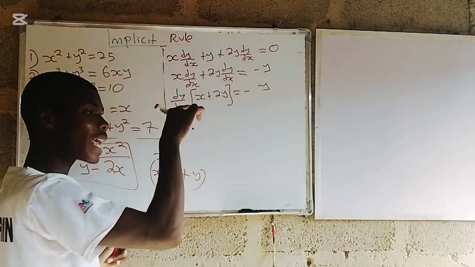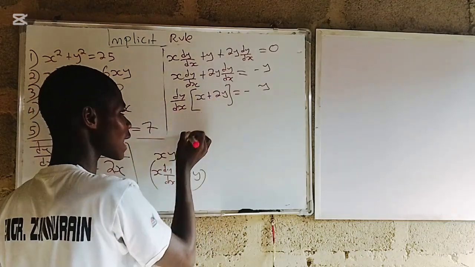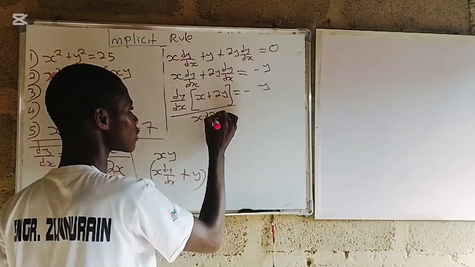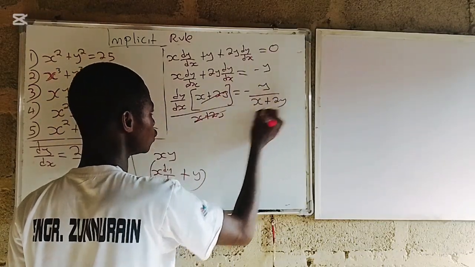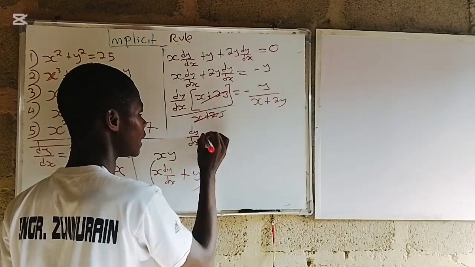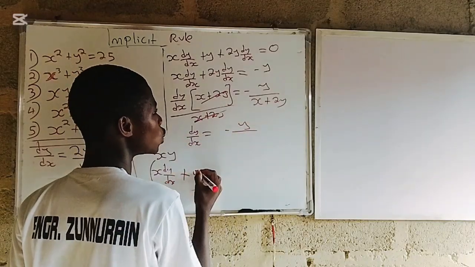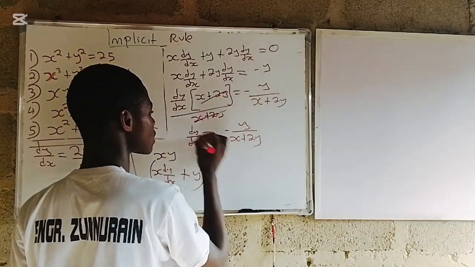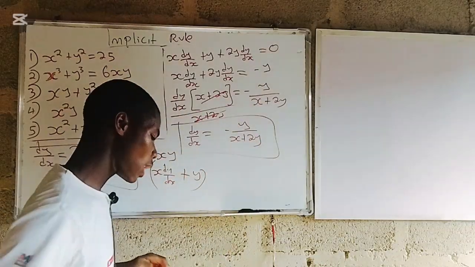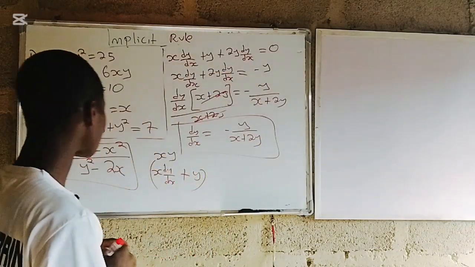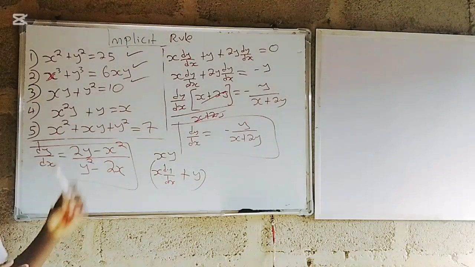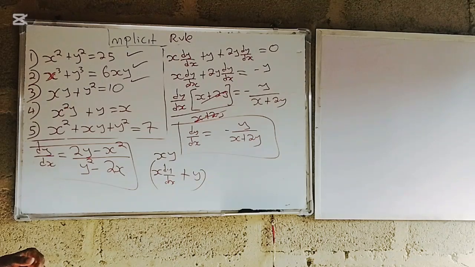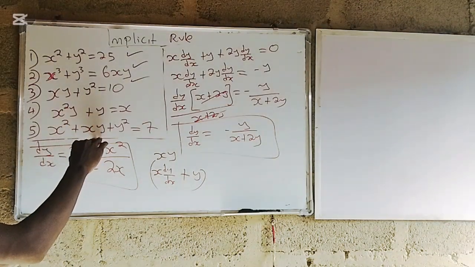By dividing both sides by x plus 2y, this will cancel this. X plus 2y, this will go with this. At the end, dy/dx is equal to minus y over x plus 2y. So this is a solution to this third question. Maybe I'm going to leave one for you to try, but which question should I give you? So this one, it is more bulky.